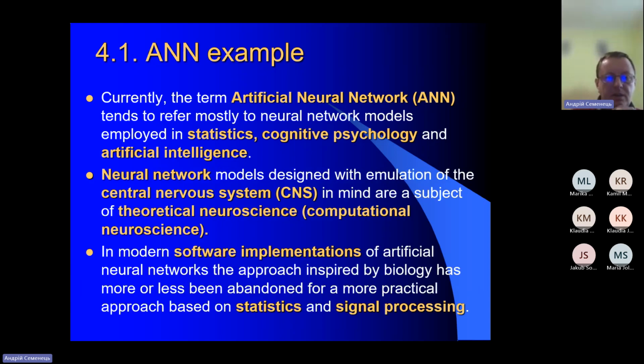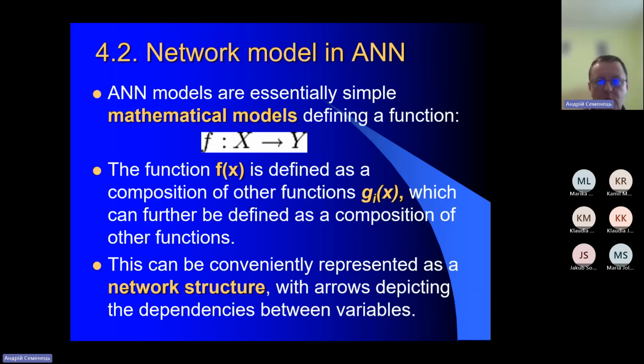So it tends to refer mostly to neural network models employed in statistics, cognitive psychology, and artificial intelligence. So designed with the simulation of the central nervous system in mind, and the subject of theoretical neuroscience. In the software and implementation of artificial neural networks, the approach inspired by biology has more or less been replaced by a more practical approach based on statistics and signal processing. So we turn from a purely biological approach to statistical assumptions.